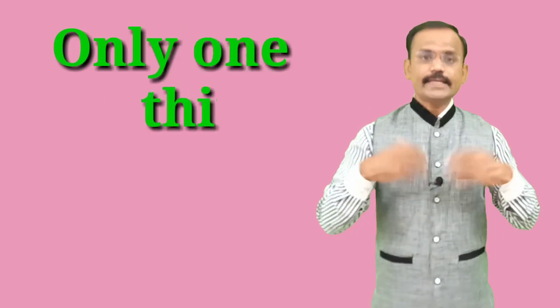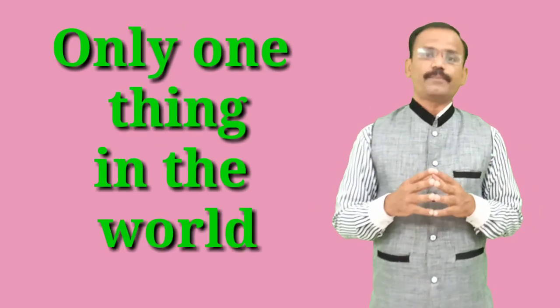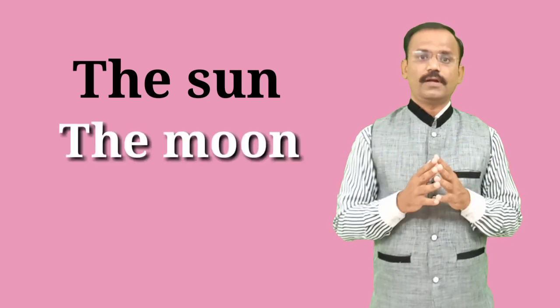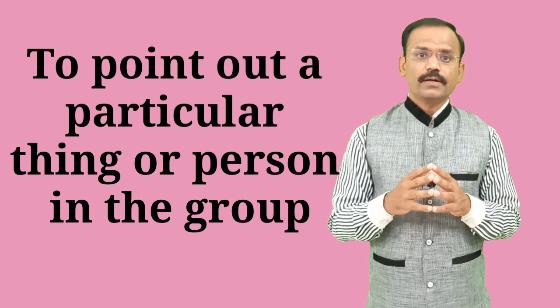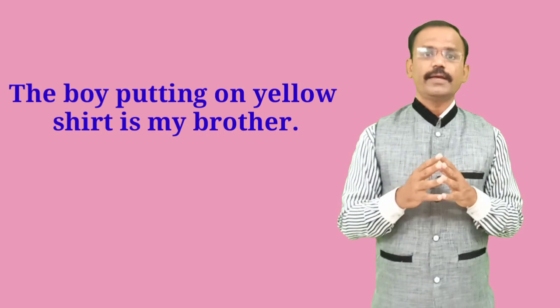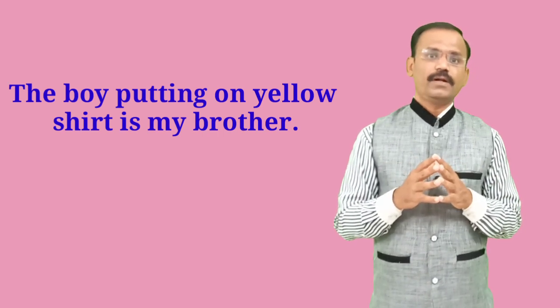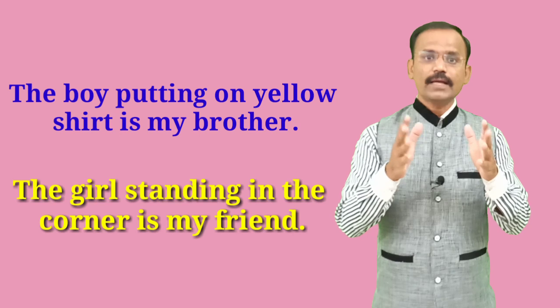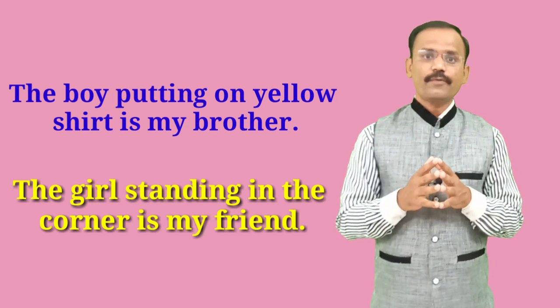The next use of the is that it is used before the only thing in the world. For example, the sun, the moon, the earth. The is also used to point out a particular thing or person in the group. For example, the boy putting on yellow shirt is my brother. The girl standing in the corner is my friend.